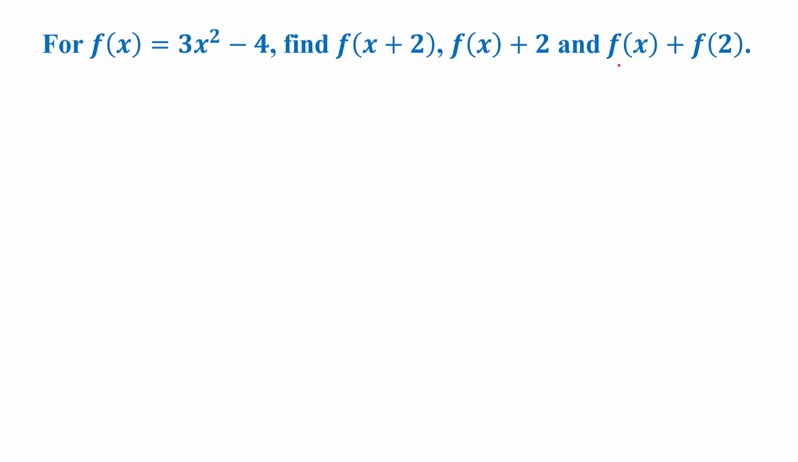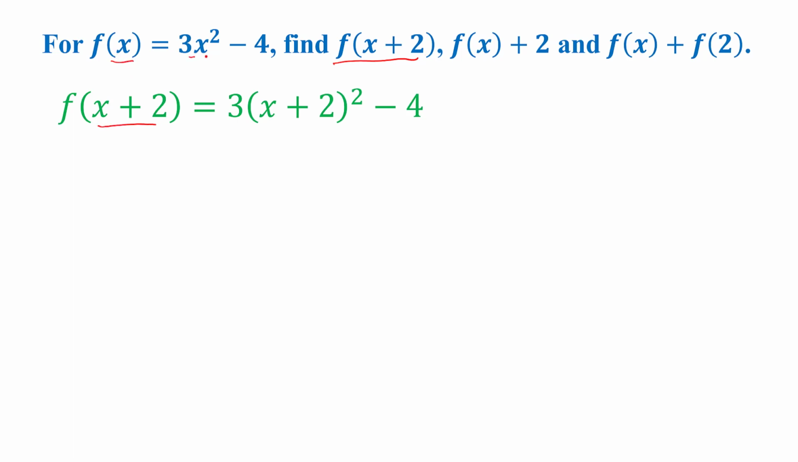Then we have f(x) = 3x² − 4, from which we will find f(x + 2), f(x) + 2, and f(x) + f(2), starting here with f(x + 2). So instead of f(x), we have f(x + 2). Wherever we have an x, we'll replace that x with (x + 2) in parentheses. So we have 3 times (x + 2)² − 4.